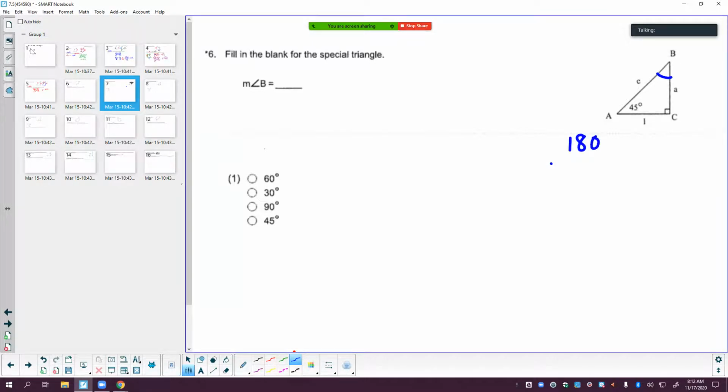If you're not sure how to get that, you can go back to what we've been doing. Subtract the 2 angles that you do know, this 90 and this 45 degrees. That's going to leave you with 45. Okay, so selecting my options here, that's going to be 45 degrees.